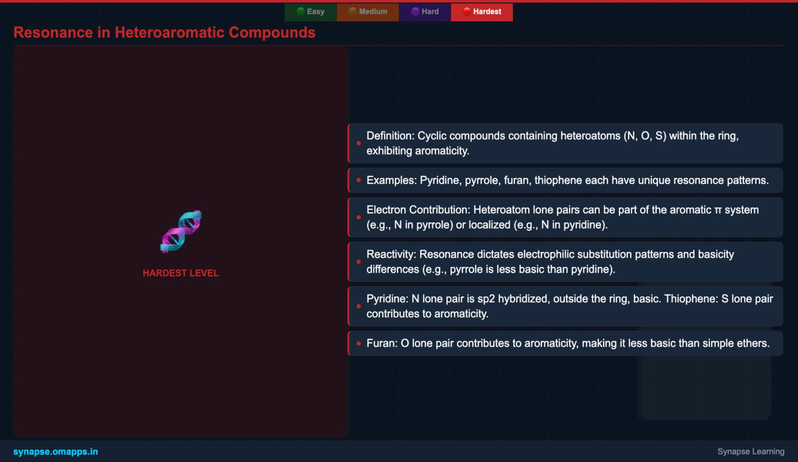In contrast, pyridine's nitrogen lone pair is in an sp2 orbital lying in the plane of the ring, not part of the aromatic system, making pyridine basic. These differences in electron delocalization profoundly influence their reactivity patterns, especially towards electrophilic substitution, and their basicity. Understanding these nuances is critical for advanced organic chemistry.